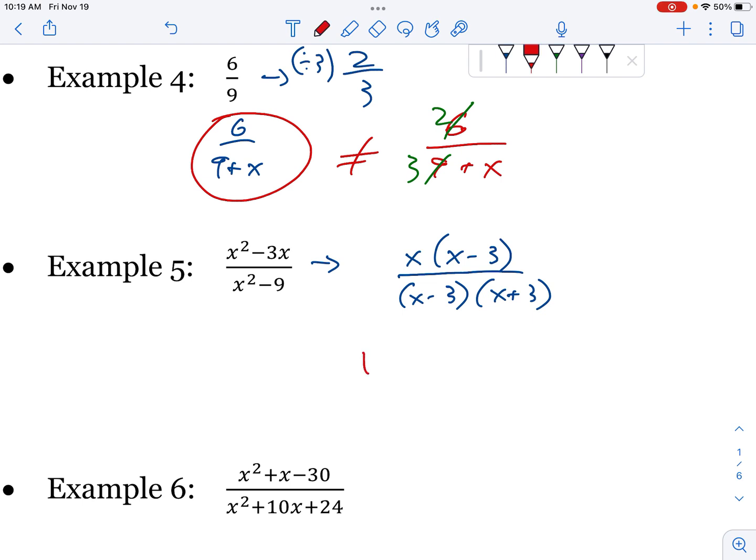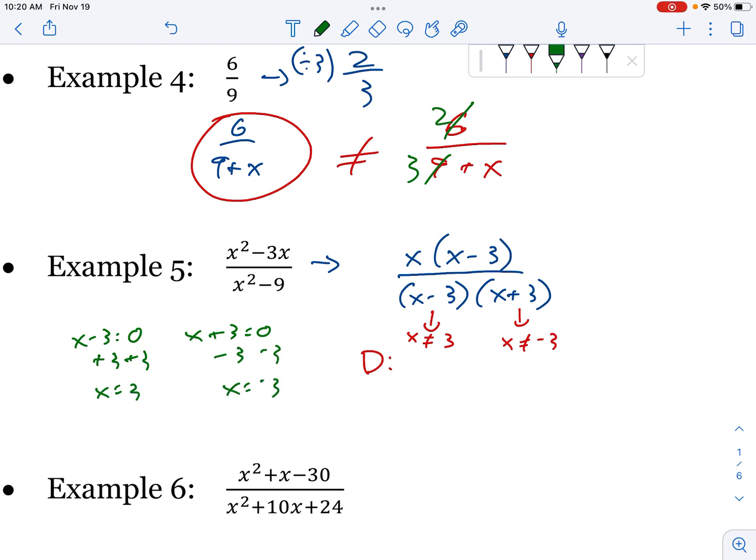Now, my domain here, before canceling, would be x cannot be 3 and x cannot be negative 3. Right? I can kind of write that over here. I set both of these equal to 0, each factor. And then I'm able to find what are the 2 values I can't use, right? X squared means I get 2 solutions. There's 2 values I can't use. I cannot use a 3, and I cannot use a negative 3.